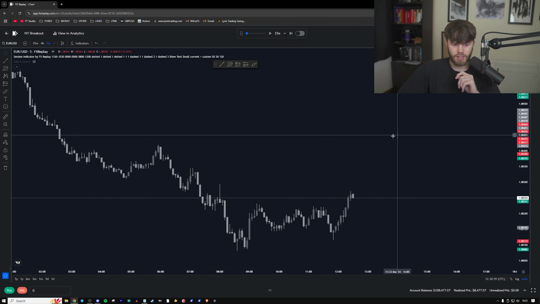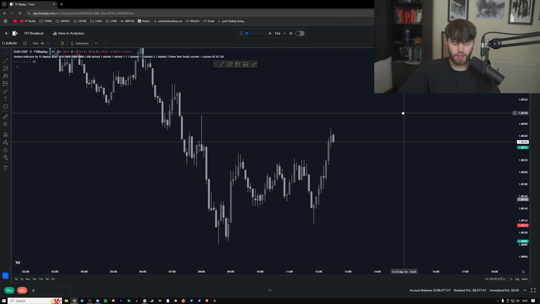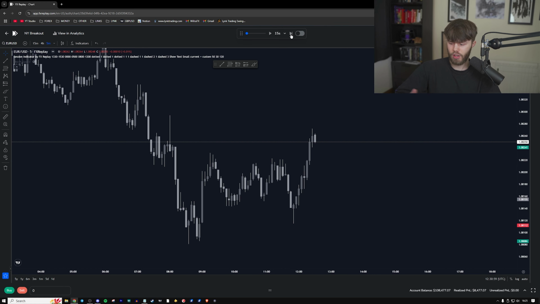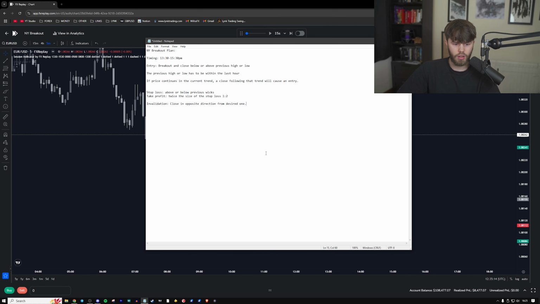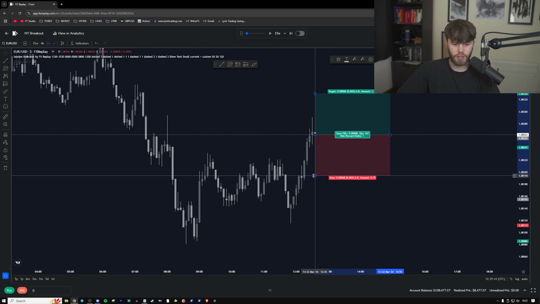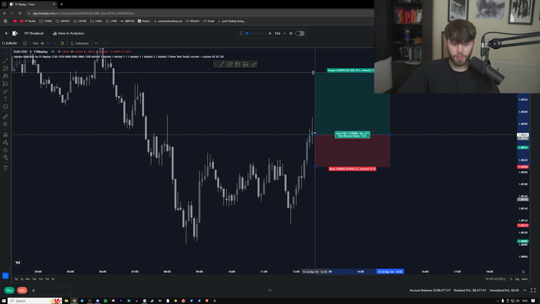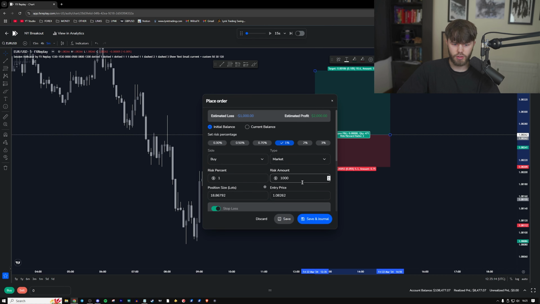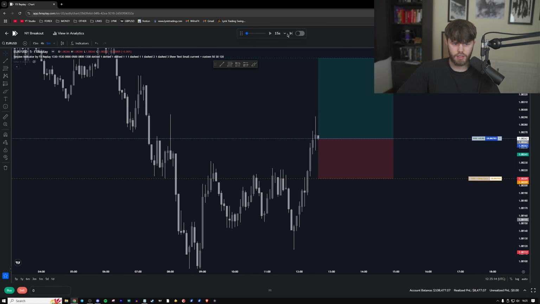But we'll go back to the 15 second. The reason I'm using the 15 second, like I kind of said before, is I want to see what happens throughout the whole trade and all the candles moving, basically. So this one's the setup that I mentioned in the notes. Okay, so this is what I said here. If price continues in the current trend, a close following that trend will cause an entry. So this one, the current trend is bullish, and if price closes following that trend, I'm going to enter a buy position because we're continuing with the trend. So I think this is the first setup we've actually had like this so far. So we'll see if it works.